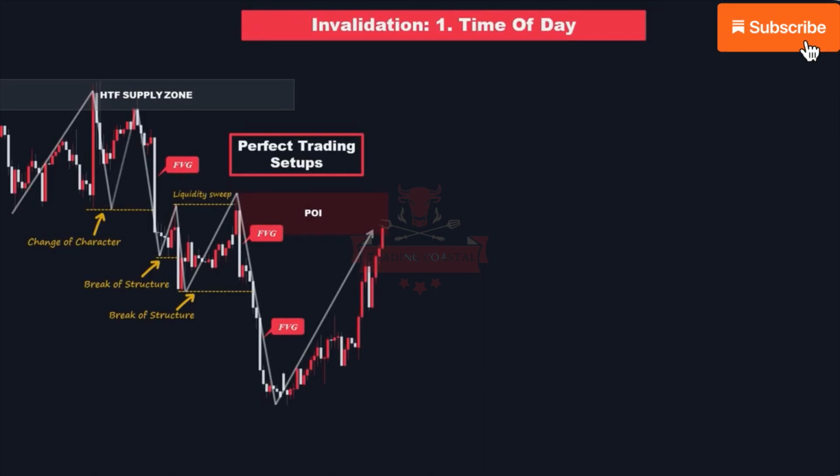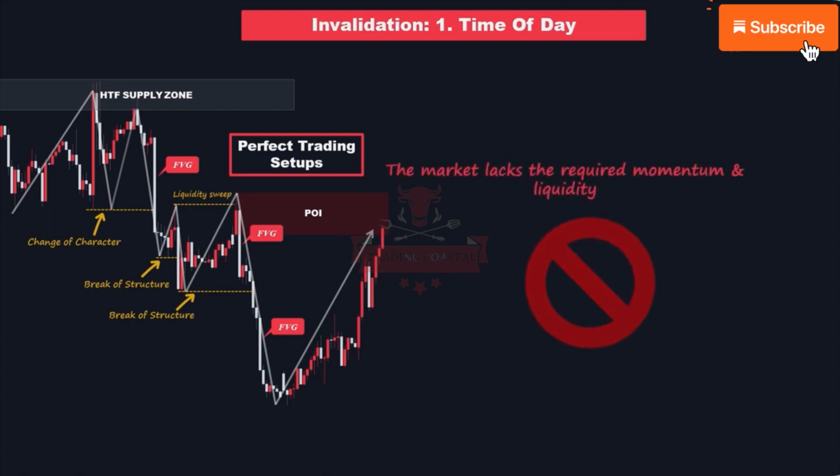Imagine you've identified a flawless and perfect trading setup, one that aligns perfectly with your trading plan, offering an exceptionally high probability of success. The price is on the brink of reaching your highlighted point of interest, and you've set an appropriately small stop loss, creating an ideal trade opportunity. However, there's a catch. The market lacks the required momentum and liquidity. This might happen during the Asian session or in the late hours, like around 12 p.m. or 5 a.m. In such cases, the likelihood of this trade becoming a winner is rather low.